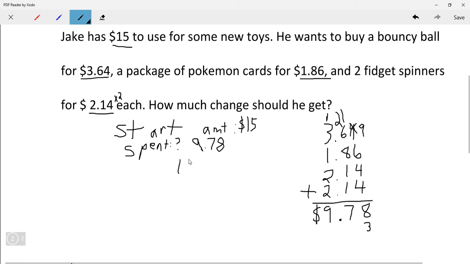And once again, we need to line up the decimals. I'm going to use the standard algorithm. Now, there is no decimal in 15, right? Because it's a whole number. So the decimal of a whole number always goes to the right of the ones column. And I'm going to put 2 zeros so that it has the same amount of digits as $9.78.